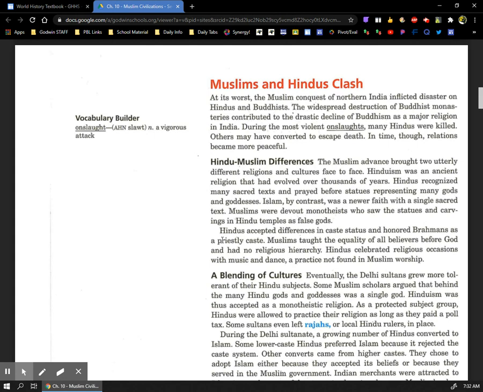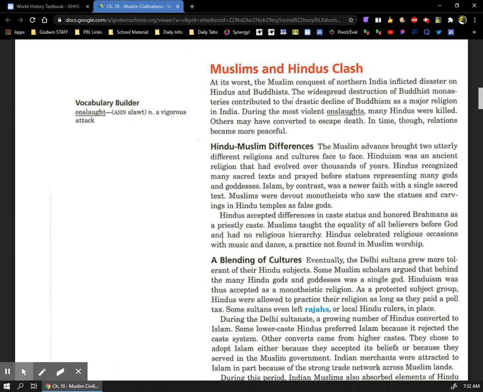Hindus accepted differences in caste status and honored Brahmins as the priestly caste. Muslims taught the equality of all believers before God and had no religious hierarchy. Hindus celebrated religious occasions with music and dance, a practice not found in Muslim worship.